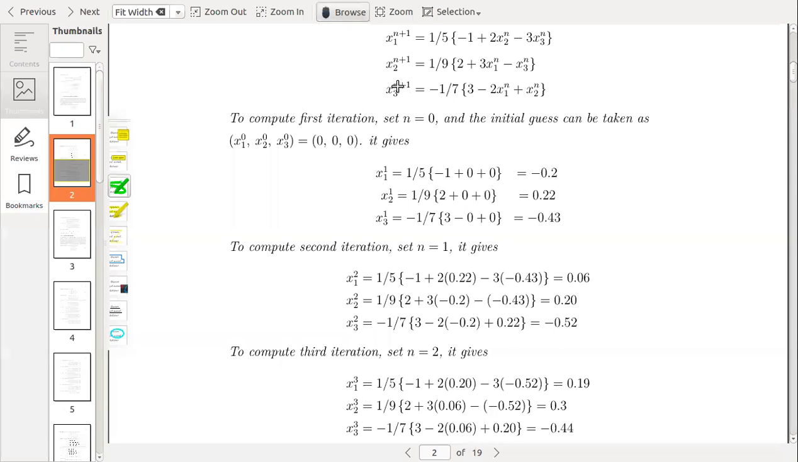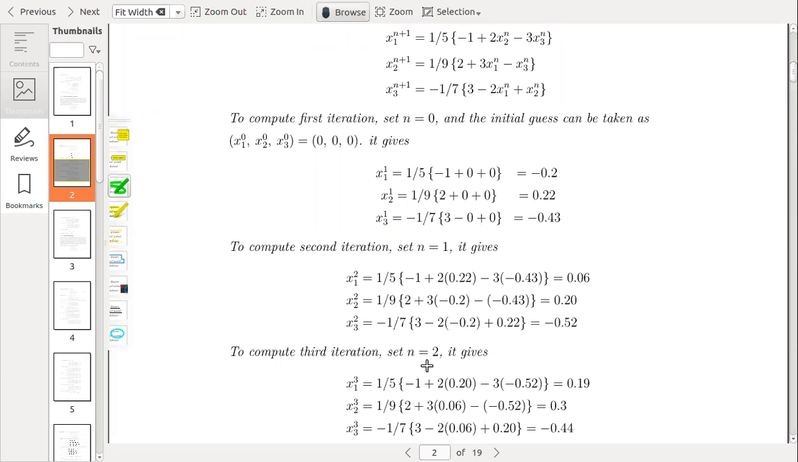x3 n plus 1, so n is 1, so it means 3 minus 2 x1 power 1 plus x2 power 1. So this will be replaced with x1 power 1. So that is why we have here minus 2 into minus 0.2, and then plus 0.22 because plus x2 power 1, so x2 power 1 is here, replace here. So then we calculate and we will get the values for the second iteration.